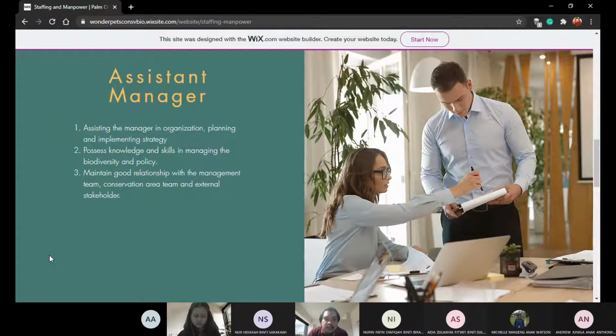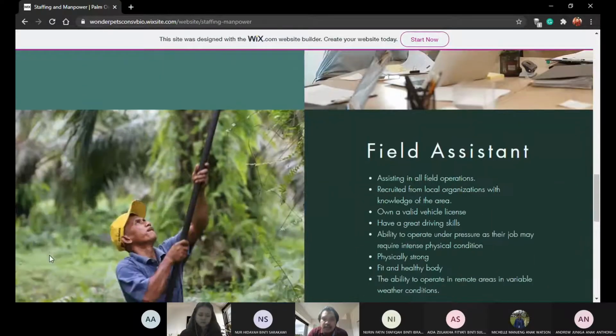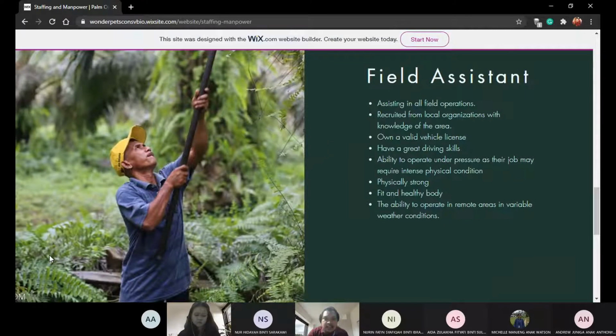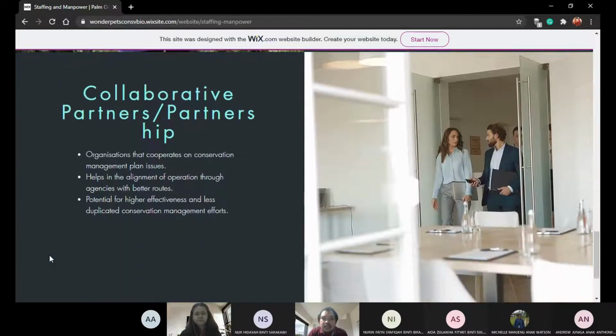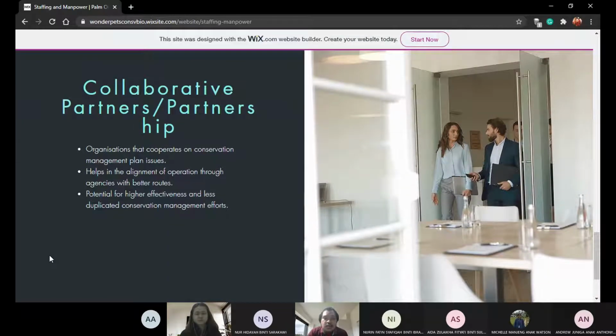The assistant manager's job is to assist the manager in organization, planning, and implementing strategy. Next is the field assistant. Their job scope is to assist in all field operations, and they are recruited from local organizations with knowledge of the area. And last but not least, collaborative partners and partnerships. These are the organizations that cooperate with us on conservation management plan issues.